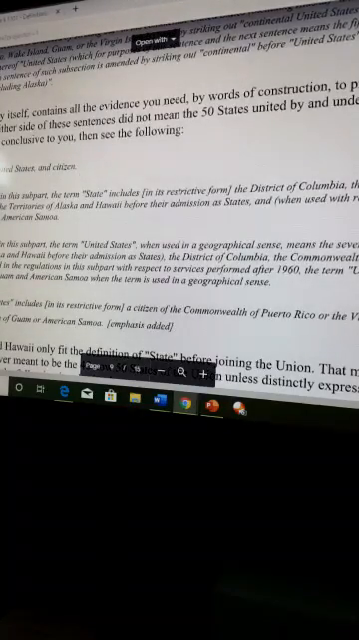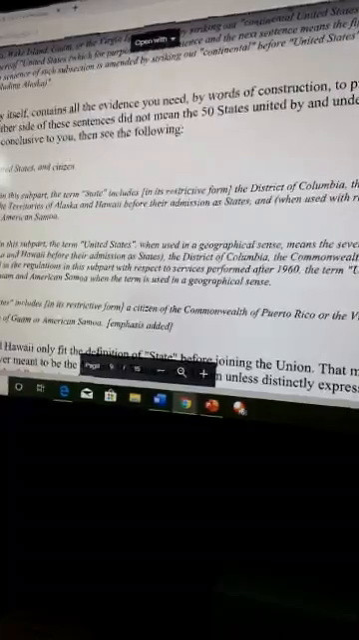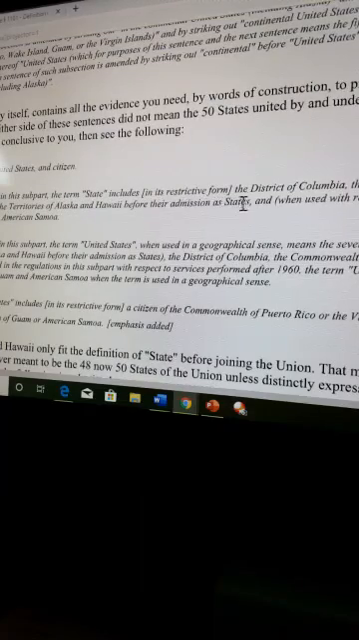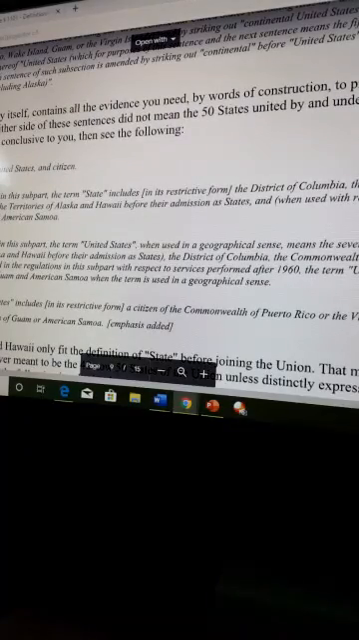Title 26 CFR 31.3121(e)-1. State, United States, and citizens. A. When used in the regulation in this subpart, the term state includes in the restrictive form the District of Columbia, the Commonwealth of Puerto Rico, the Virgin Islands, the territories of Alaska and Hawaii before their admission as states, and, when used with respect to services performed after 1960, Guam and American Samoa.